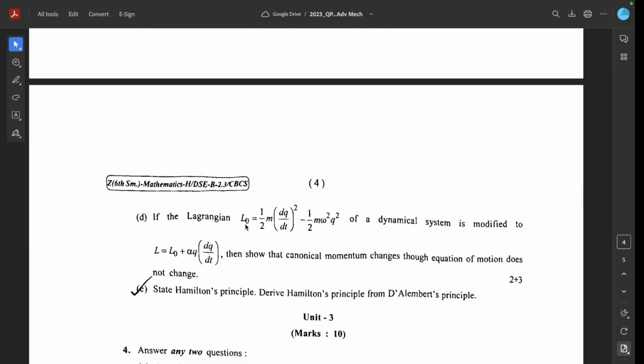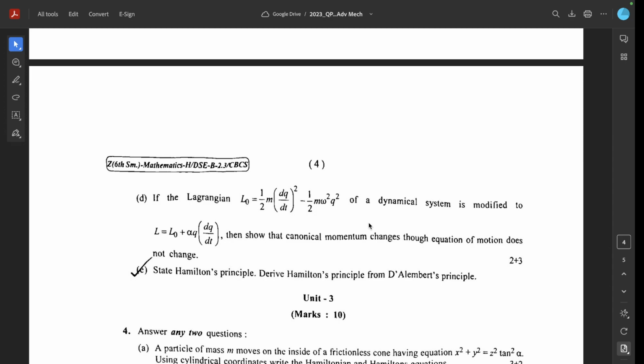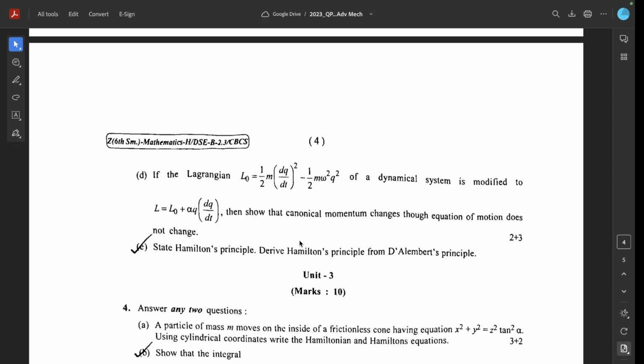If the Lagrangian L0 equal to half m (dq/dt) squared minus half m omega squared q squared of a dynamical system is modified to L equal to L0 plus alpha q (dq/dt), show that the canonical momentum changes, but the equation of motion does not change.